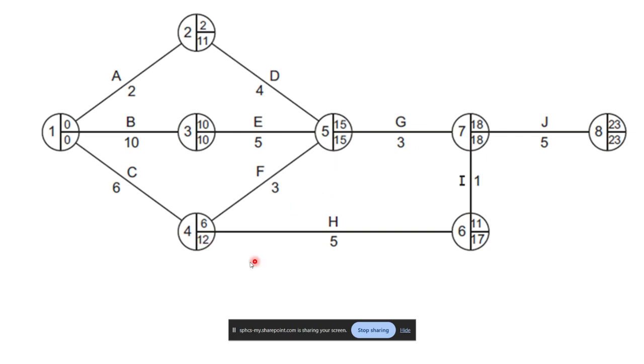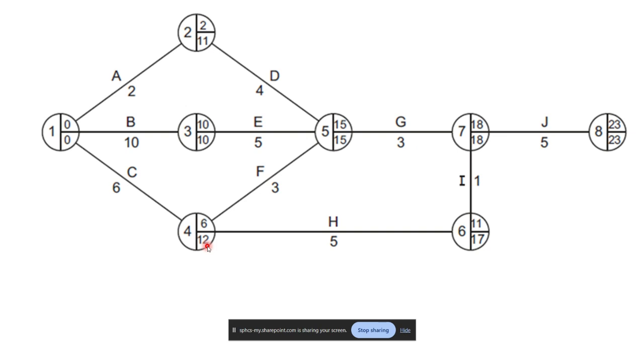If there's a situation like this, you go with the lowest number in here. Okay, the lowest number goes in here. 15 minus 4 is 11. So this one, if there was a difference, you go with the lowest number in there. So that's the latest finish time.